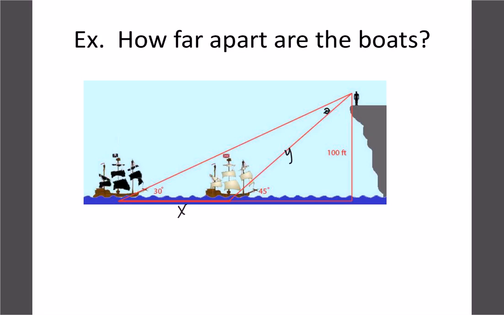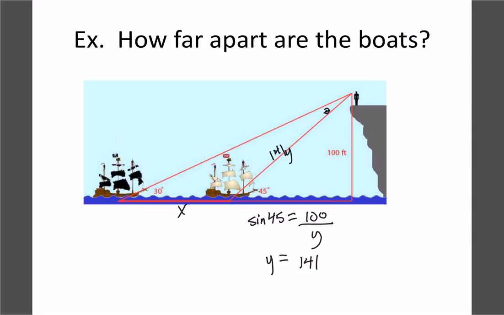So let's try it with the sine law. You can see we're missing a couple of things here. So the first thing we want to do is use regular trig to figure out what that side Y would be. So based on our little triangle, we would have sine 45 equals opposite, which is 100, over hypotenuse, which is Y. So if we rearrange those, we'd have 100 divided by sine 45, which gives us 141. So that's our length of that side of the triangle.